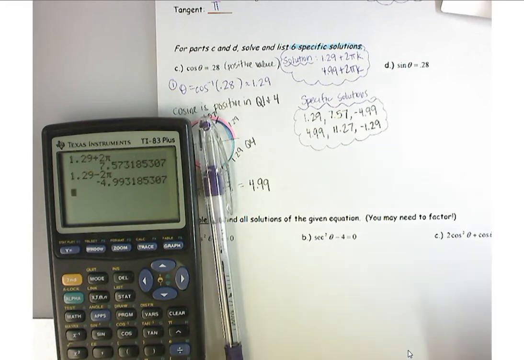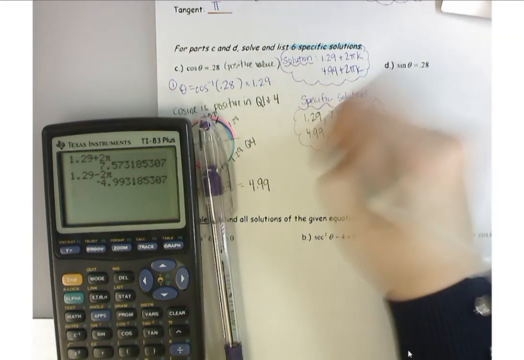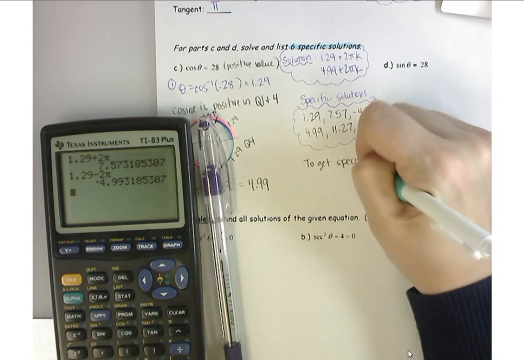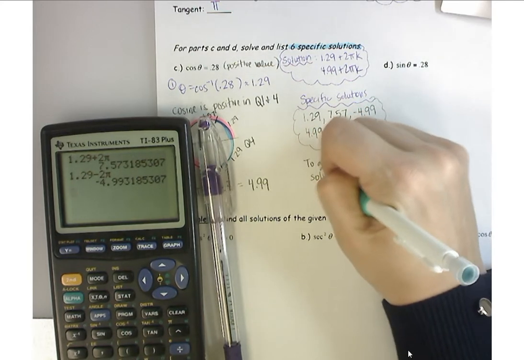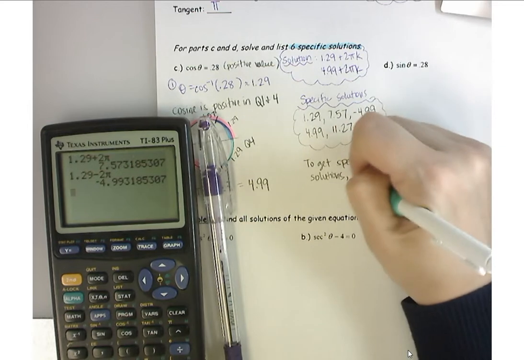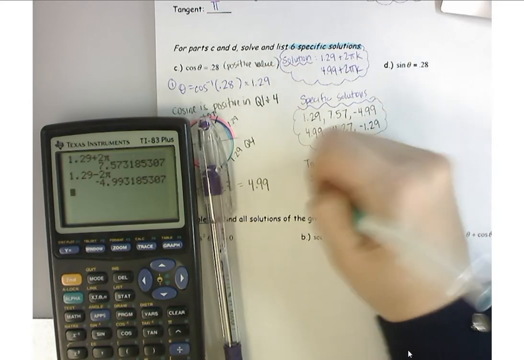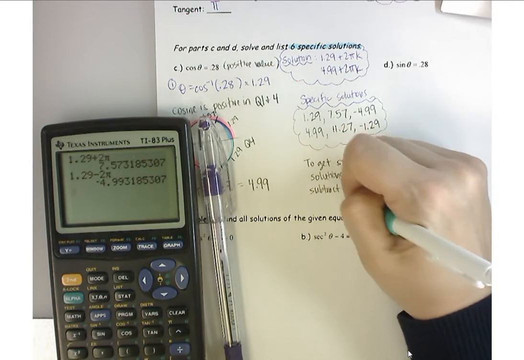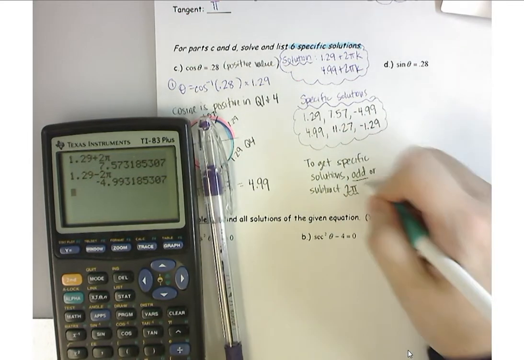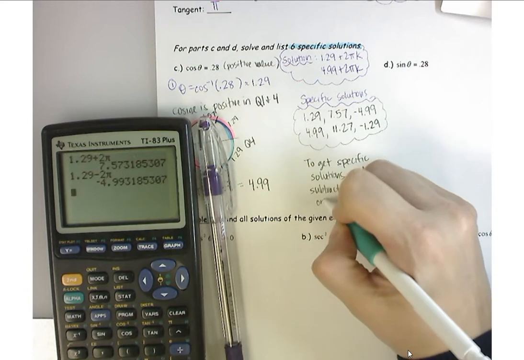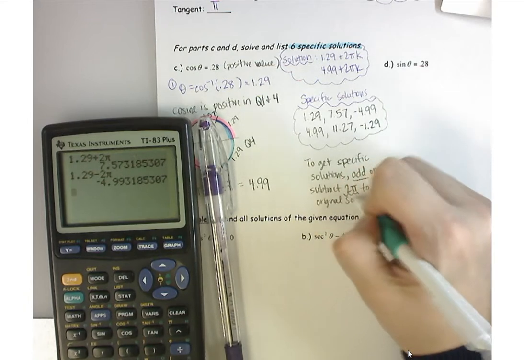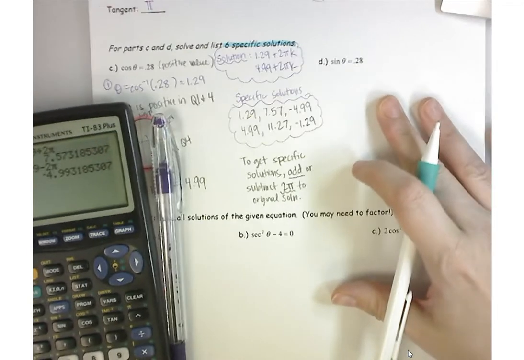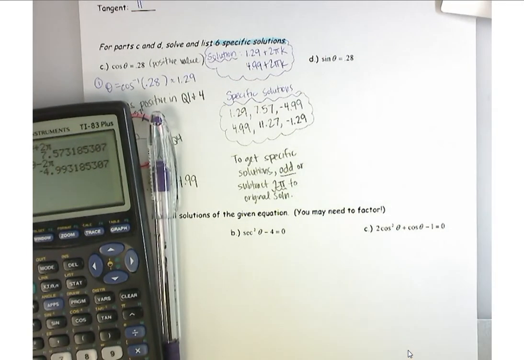Okay, and then I'm just going to write a little note for you. So to get specific solutions, add or subtract 2 pi to the original solution. Okay, so let's see how we can do on part D.